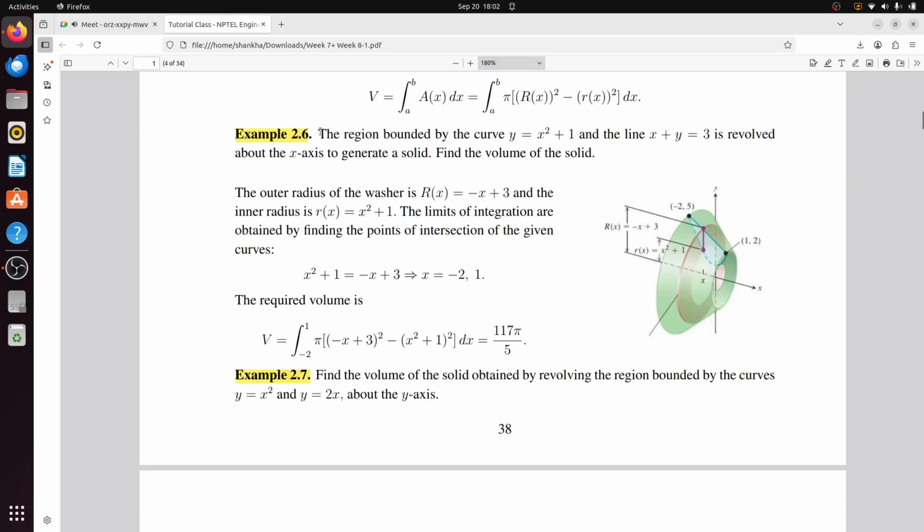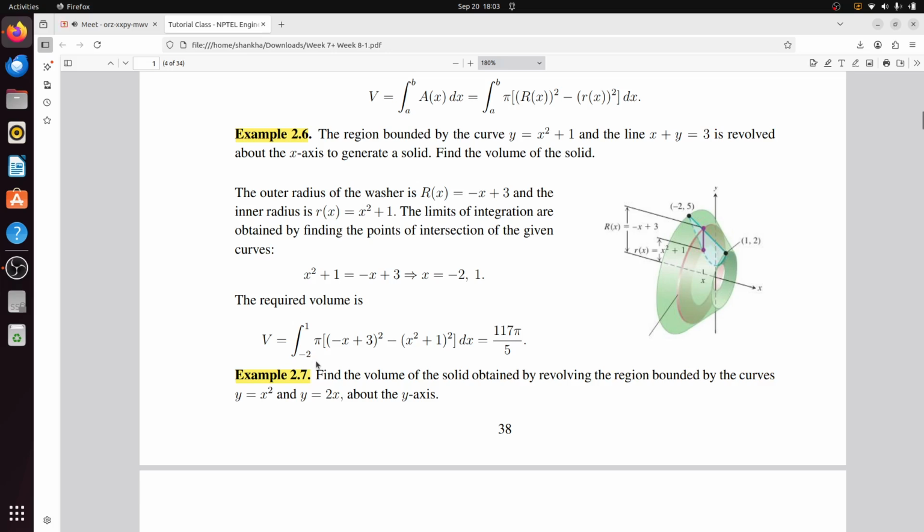Next, find this problem. The region bounded by the curve y equal to x square plus 1 and the line x plus y equal to 3 is revolved about the x-axis to generate a solid. Find the volume of the solid. The outer radius of the washer is R(x) equal to minus x plus 3 and the inner radius is x square plus 1. So the limits of integration are obtained by finding the points of intersection of the given curves.